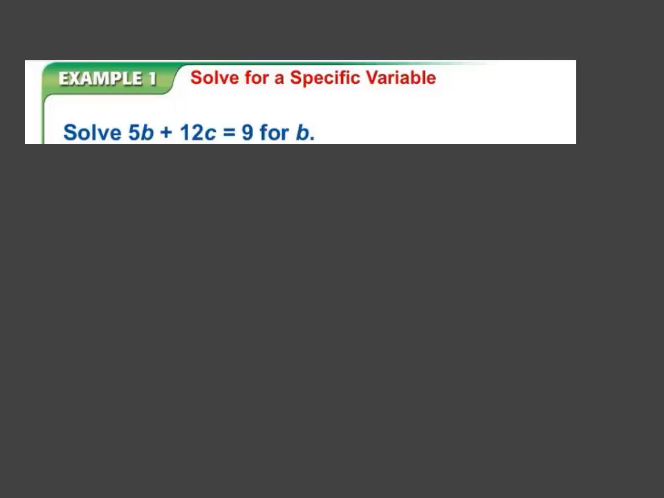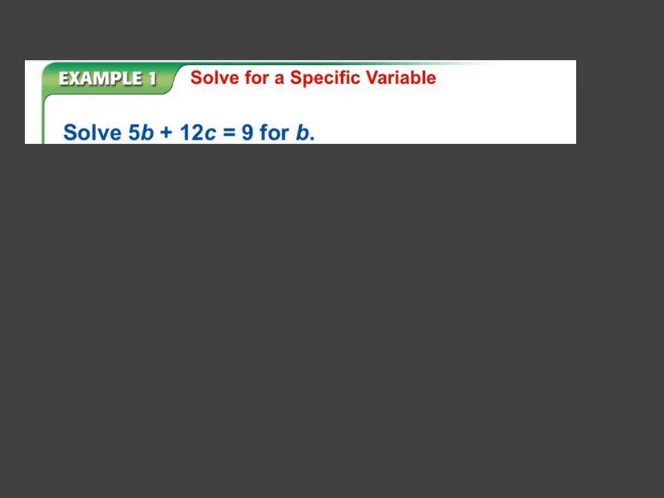So for this first example, we're going to take 5b plus 12c equals 9, and we're going to solve it for b. Now, the thing you need to understand about solving literal equations or formulas for a specific variable is that you're not really doing any math or combining everything. You're just using inverse operations to move things around. So remember that the b is what we need to get by itself, so you deal with that last.